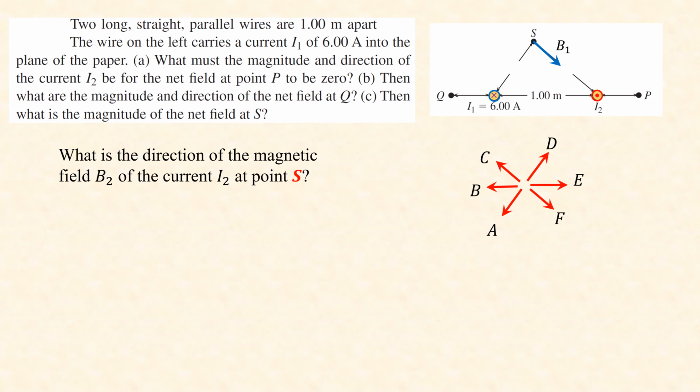So, Professor, just to make sure I have this right, when we point for the current, that's our pointer finger, right? Yes. And then thumb in the direction of the current. Your four fingers show the direction at which the magnetic field is circulating around that current element.